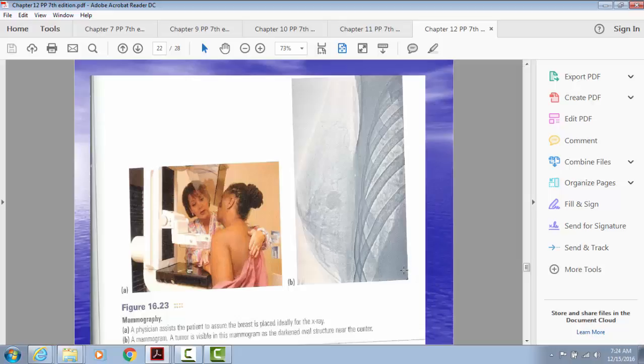And here's just another picture of a mammogram and how they compress the breast tissue. And then here's an x-ray of a lesion that's found on a mammogram, or it's a tumor.